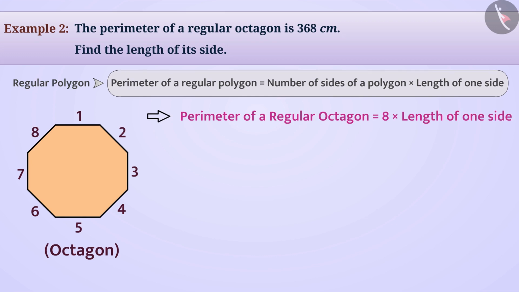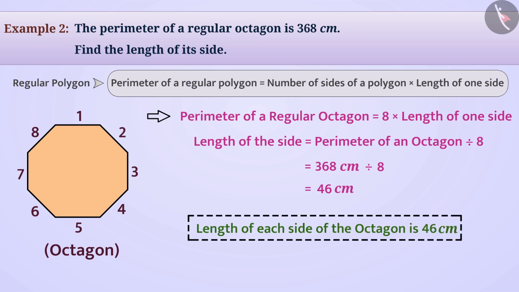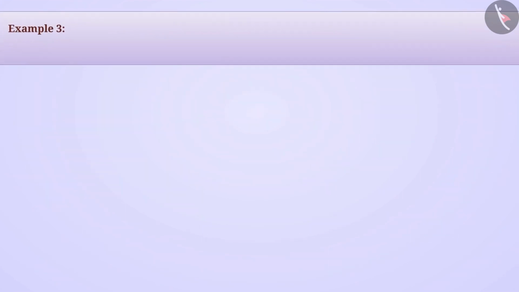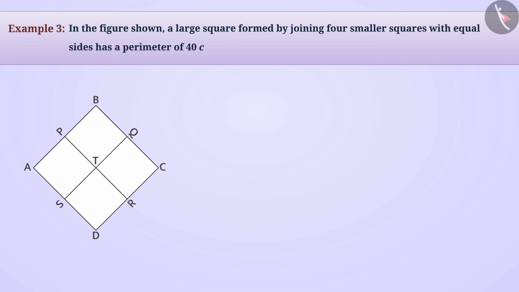In this way, the length of the side is equal to perimeter of an octagon divided by 8 is equal to 368 cm divided by 8 is equal to 46 cm. That is, the length of each side of the octagon is 46 cm. Next example. In the figure shown, a large square formed by joining 4 smaller squares with equal sides has perimeter of 40 cm. Find the length of the side of each square.